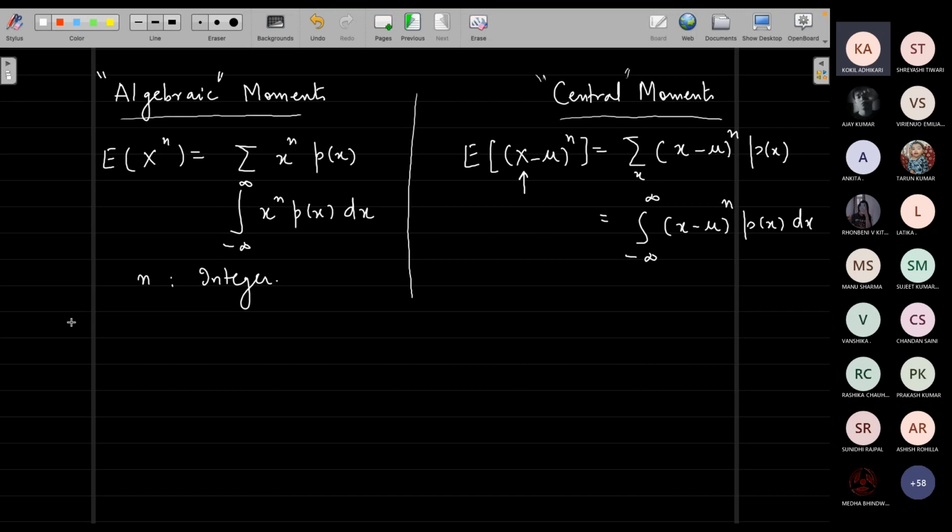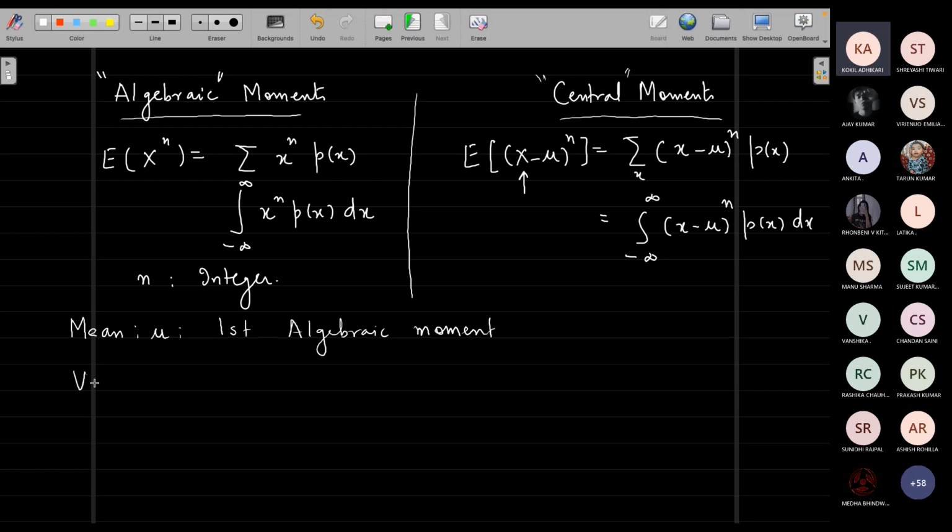So now, if I ask you, when we discussed the mean, mu, what exactly is that in terms of the algebraic moment or central moment? Is it the first moment, the zeroth moment, something? The first moment. First what? Algebraic or central? Algebraic. First algebraic moment is called the mean. As it is the first algebraic moment, it becomes very useful.